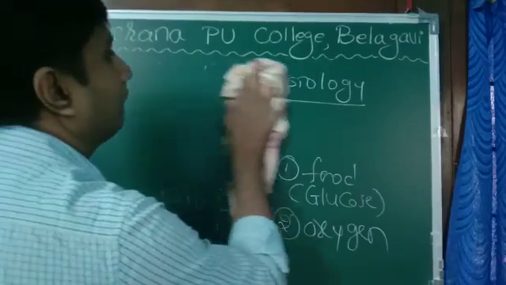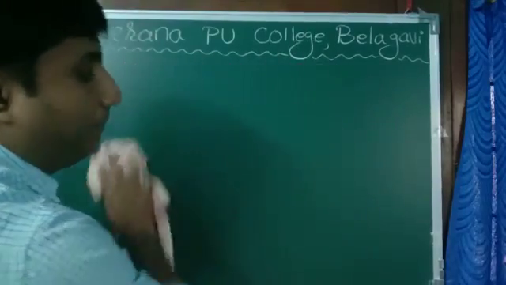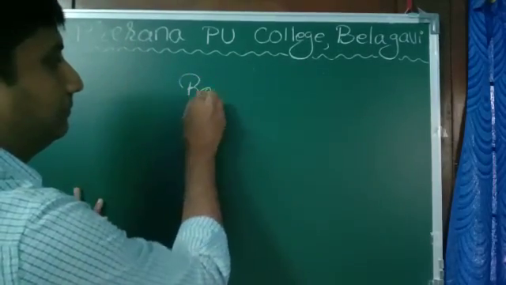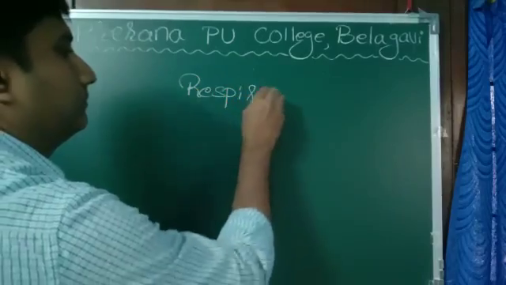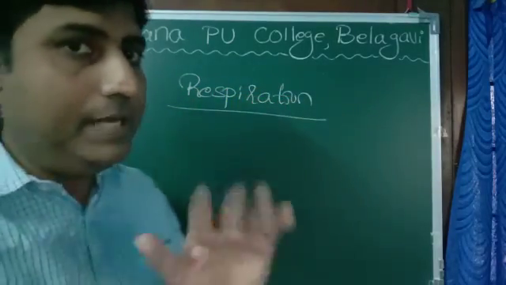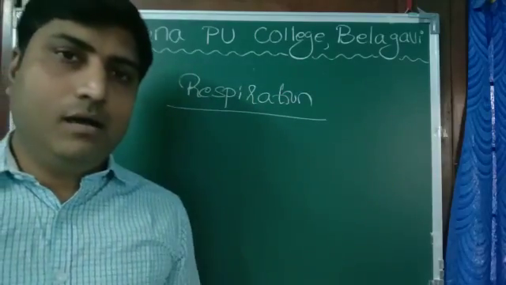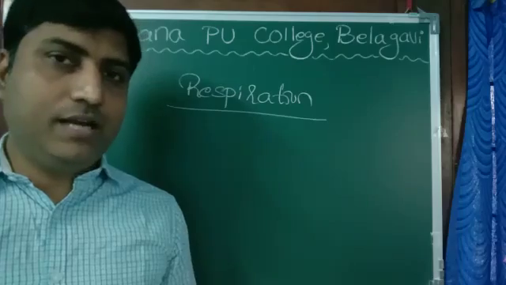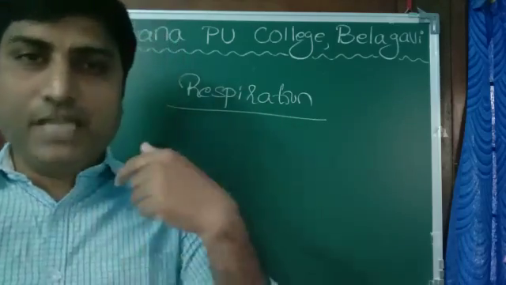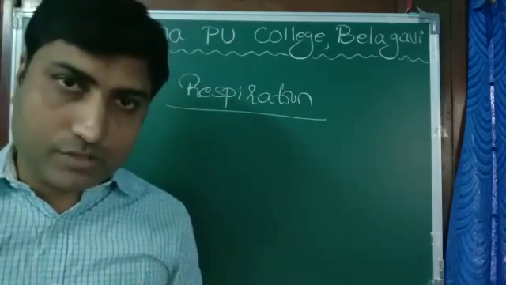Now, the next important process in case of plants is respiration. Again, same thing, some get confused. Plants release oxygen and take in carbon dioxide. That is true during photosynthesis, but during respiration, same like us, they take in oxygen and give out carbon dioxide.